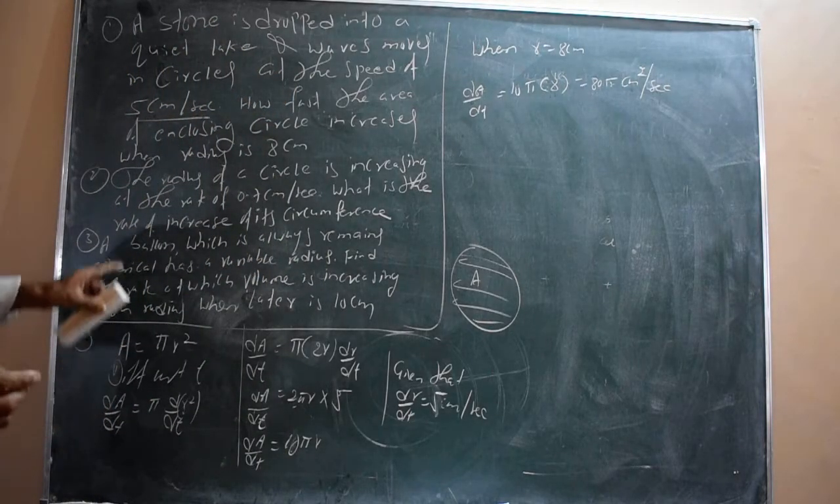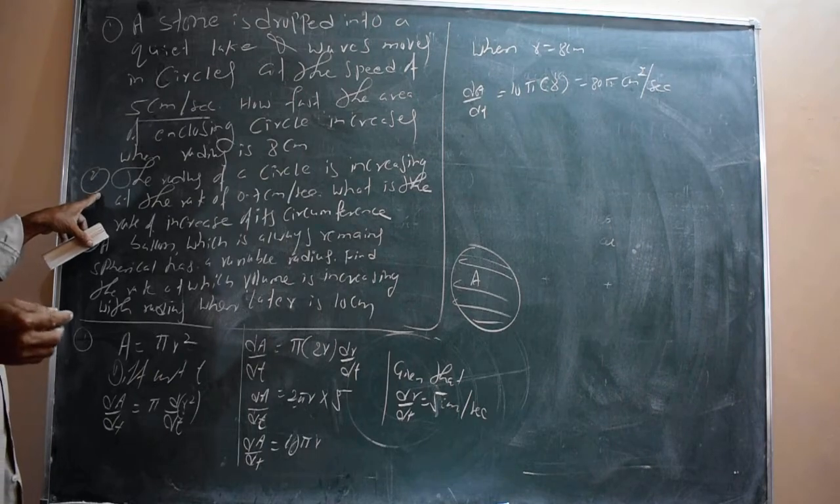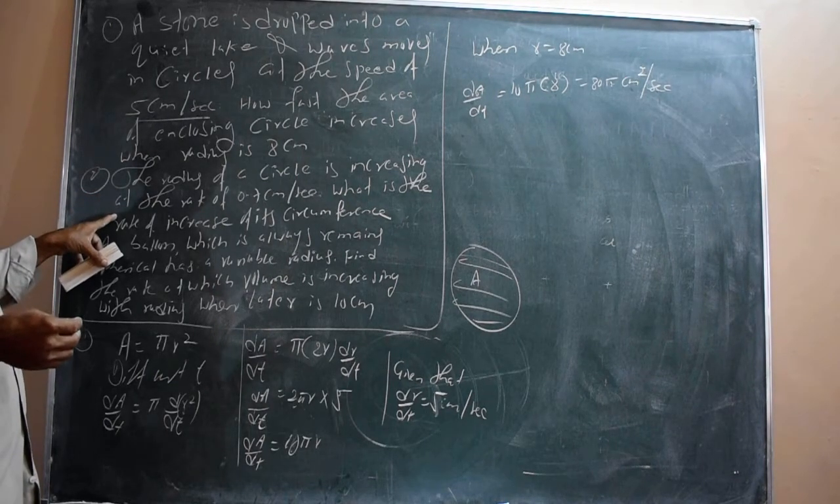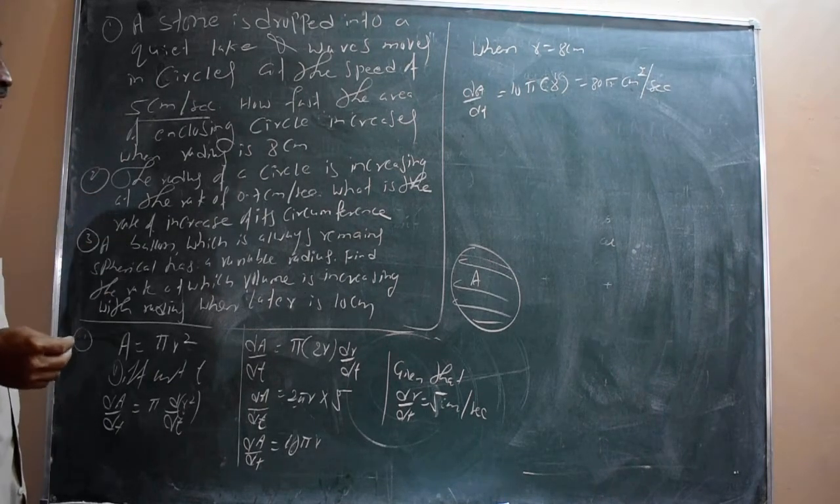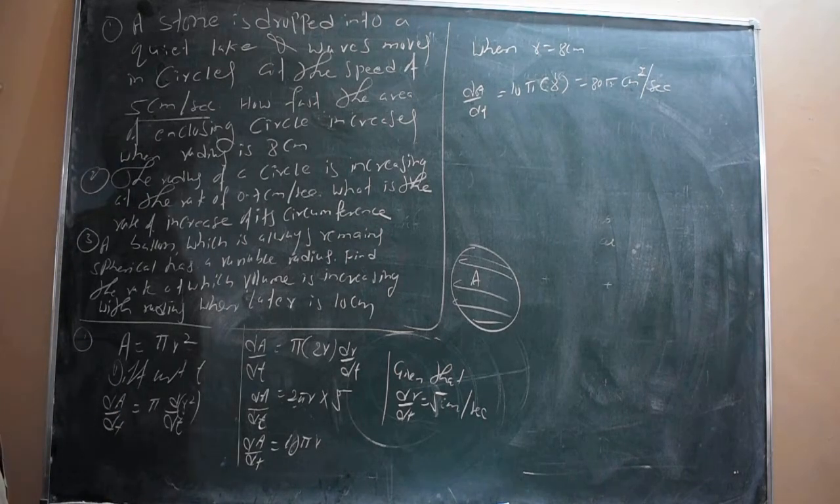Okay. Second one, the second problem: the radius of a circle, again a circle problem, increases at the rate of 0.7 centimeter per second.